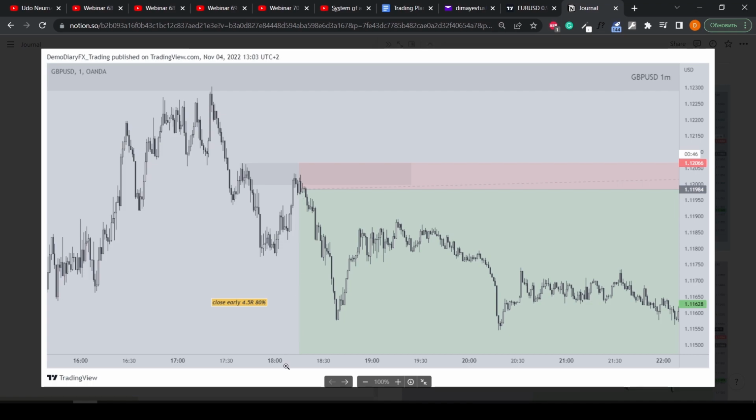By the way, I didn't like the time, so this is for me almost the end of the New York session, and usually it's quite late for me to enter, but since the context was there, I decided to enter, and also closed early at 4.5R instead of 5R, because I was getting in doubt of the session time.